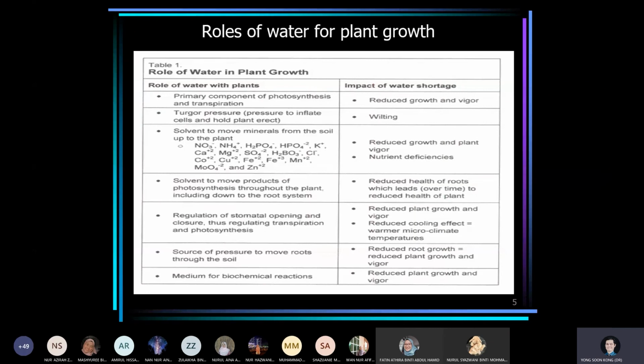So that is very, very important because if there is not enough water, there's no nutrient for the plants as well. Yeah. Okay, next one, solvent to move products of photosynthesis through the plant.